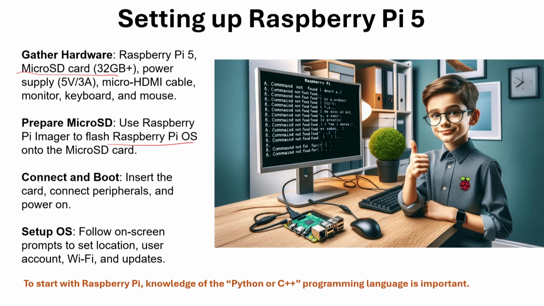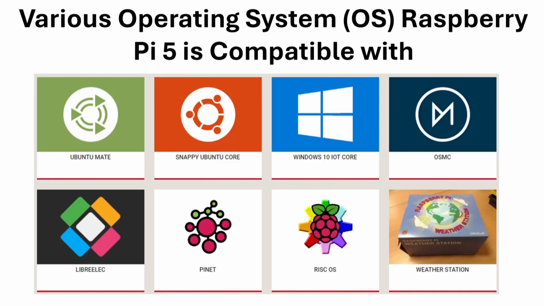That is the first part, and then insert the card, connect peripherals, put the power on and set up the operating system. You will get a follow-on screen to set up the operating system. Your knowledge that is needed is Python or C++. Earlier you needed only the knowledge of IDE, which is very simple, but here you need the knowledge of Python or C++. And now there are various operating systems with which Raspberry Pi is compatible: Ubuntu, Snappy Ubuntu Core, Windows 10 IoT Core, OSMC, some of the popular ones.